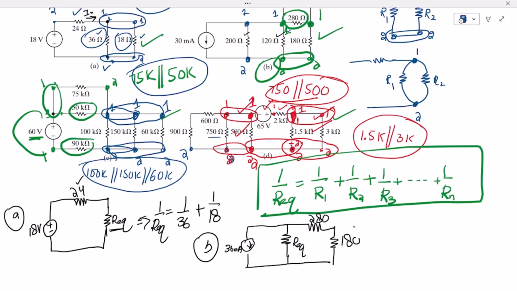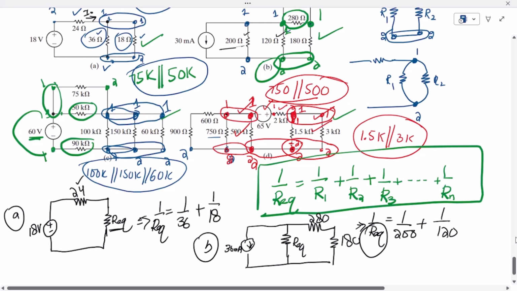In order to find the value of R equivalent, here again it will be 1 over R equivalent, and the values of the resistors are 200 and 120. These are in parallel, so 1 over 200 plus 1 over 120. Find that, and then take the reciprocal, because you can see that this is 1 over R equivalent, and you will find the answer. So this is for part B.